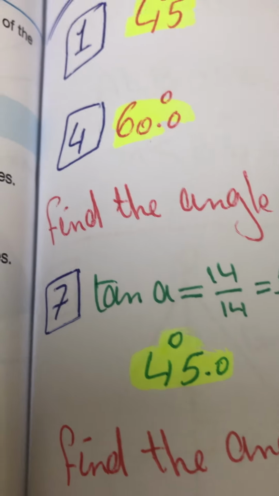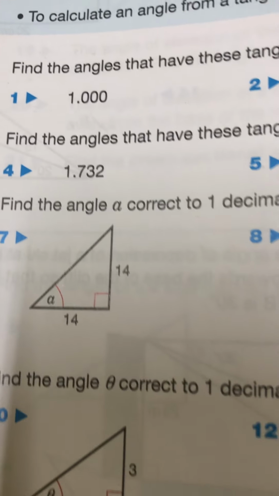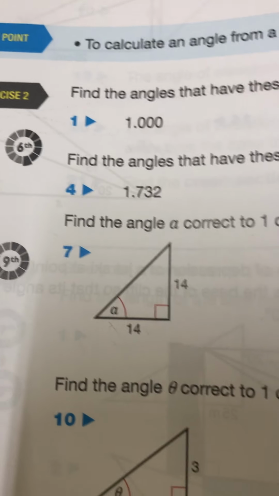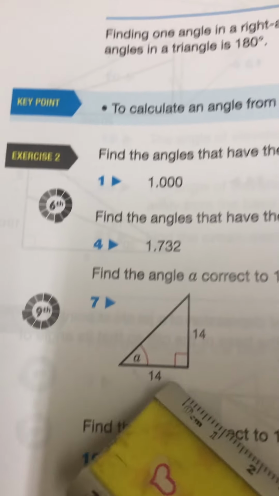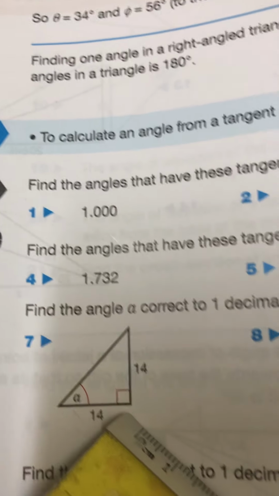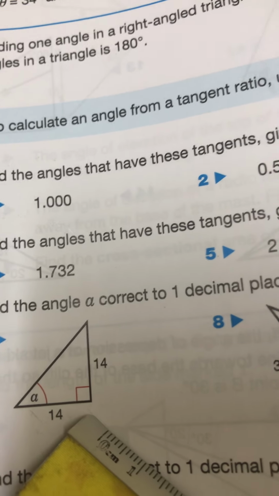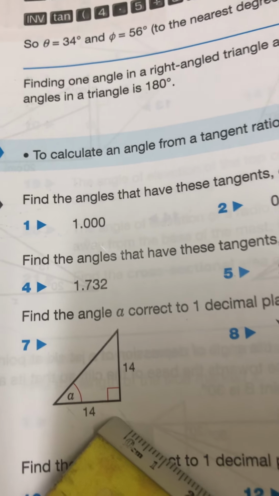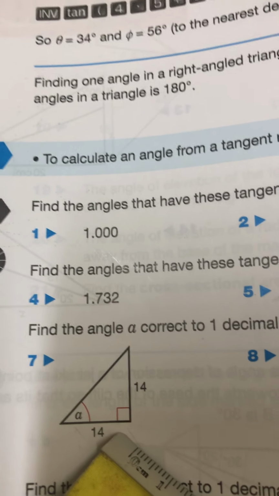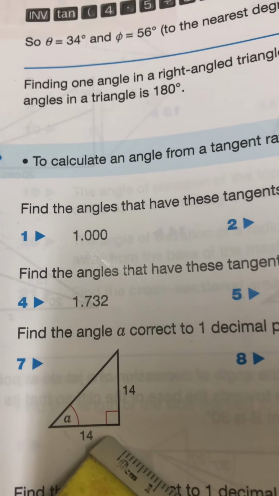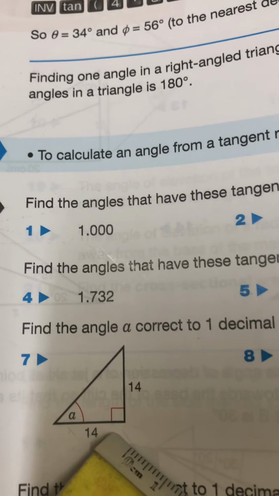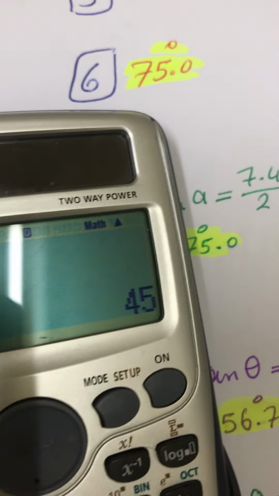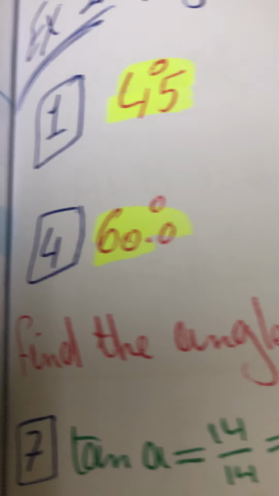In number 7, in this kind of problem, I calculate the tan first, and then use the calculator to get the angle. Shift, tan, press the ratio, equal, and you will find the answer. The answer here, the angle measure is 45. Number 7.